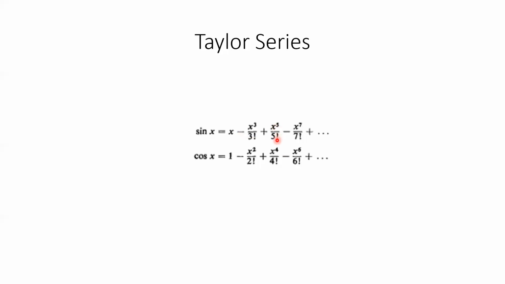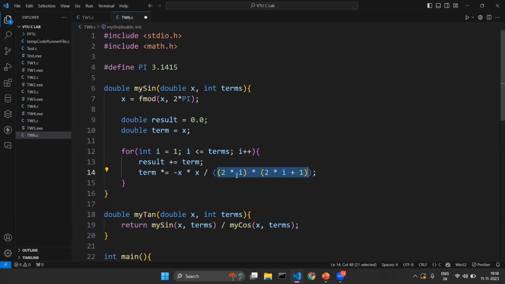And x raised to 5 by 5 factorial. Make the i equal to 2, because after a single loop, the i will get increased to 2. So in the second iteration, i will be 2. So 2 into 2 into 2 into 2 plus 1, that is 4 into 5. Yes, 4 into 5, that is 20, which is nothing but 5 factorial.